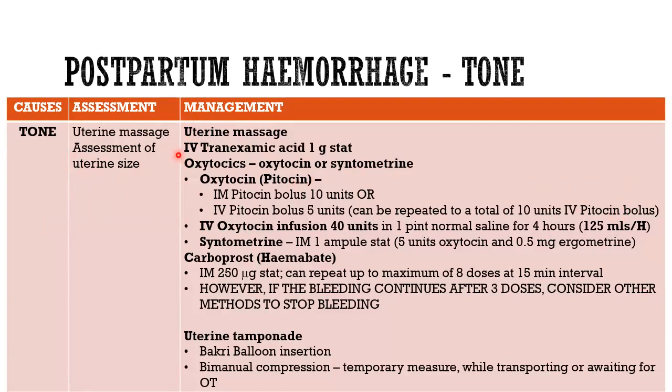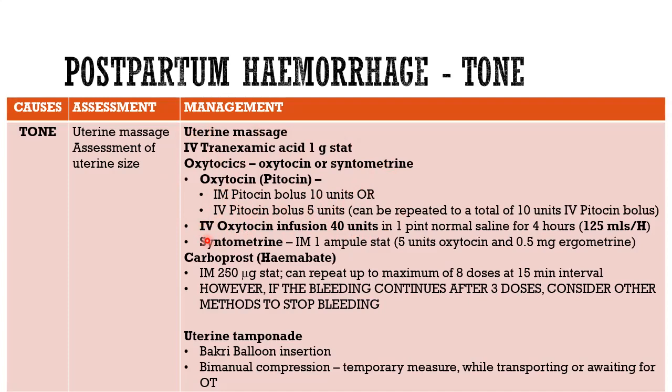All right, so the oxytocic drugs that you can give are either IM Pitocin 10 unit or IV Pitocin 5 unit. So if it's intramuscular it is 10 unit, intravenous is 5 unit. This is on top of the Pitocin that you give after delivery of the shoulder of the fetus. That is called active third stage management. That is preventive. This is therapeutic treatment.